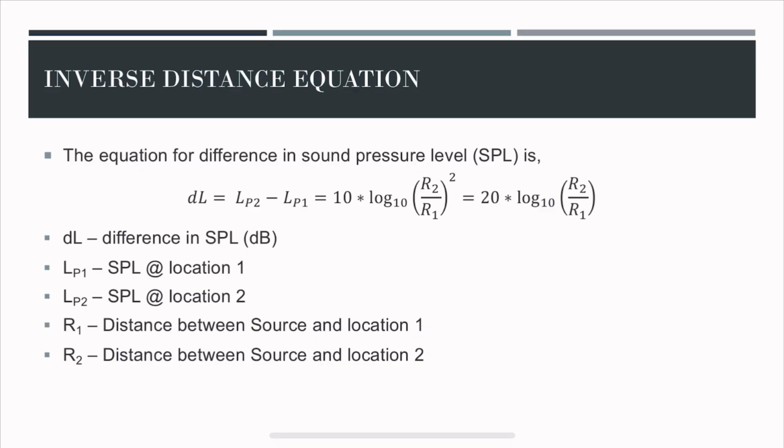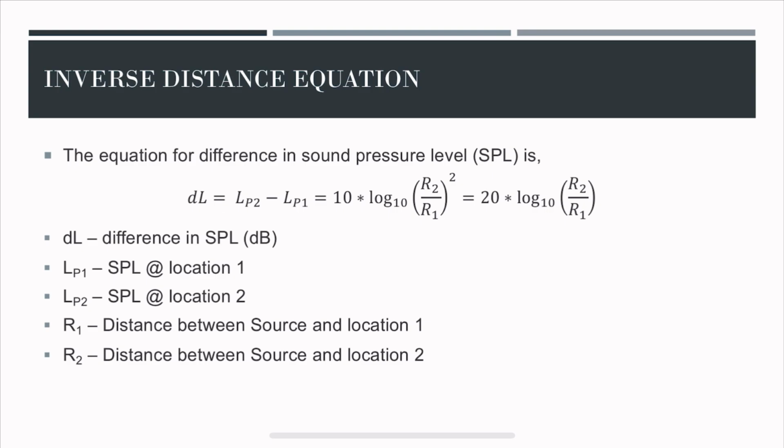So here's the inverse distance equation. The difference in level is LP2 minus LP1, which is equal to 10 log to the base 10 of (R2 by R1) squared. So with the logarithm, you can bring the power 2 out and make it 20.